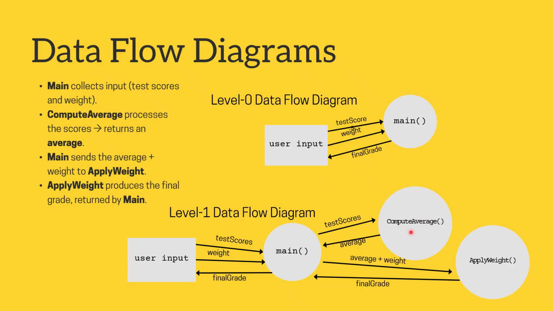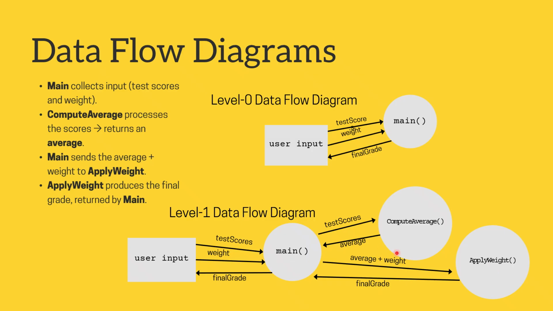Now if compute average was made up of a couple of other functions, then that could take us to a level 2 where we branch off into that. So again, like I said, this is the only one that I'm expecting you to do. However, if you want to challenge yourself in the assignment and actually break down main into whatever functions it's calling, then you can do that.